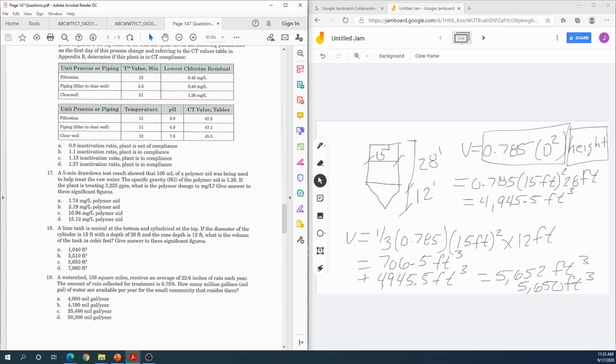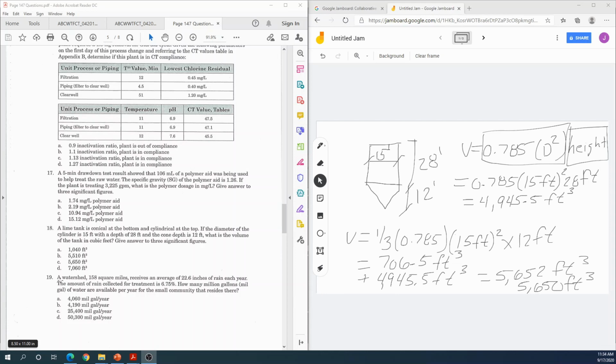So recap this. Big thing is we can draw a sketch to make sure we fully understand what they're talking about. This is always useful. And then we had two different geometries. We had a cylinder and we had a cone. So we calculated the volume of the cylinder, we calculated the volume of the cone, and we added the two together. Okay, let's take a look at problem number 19.